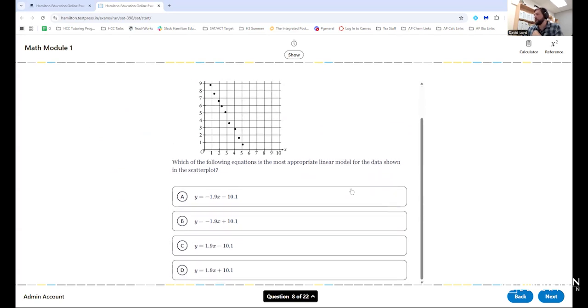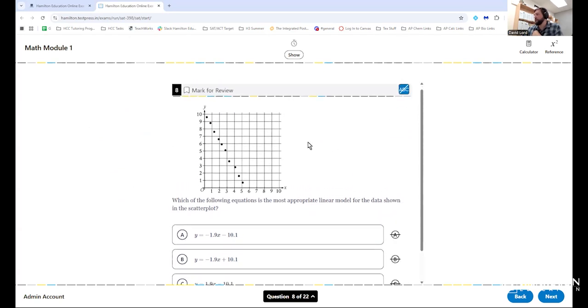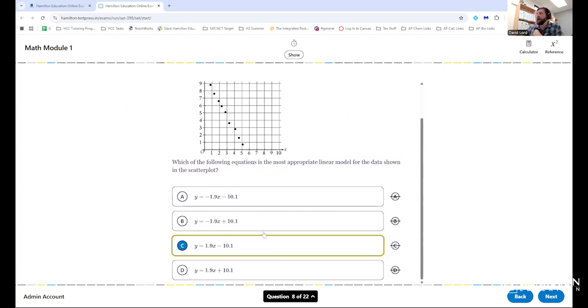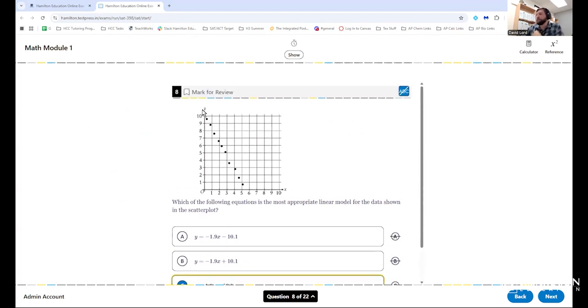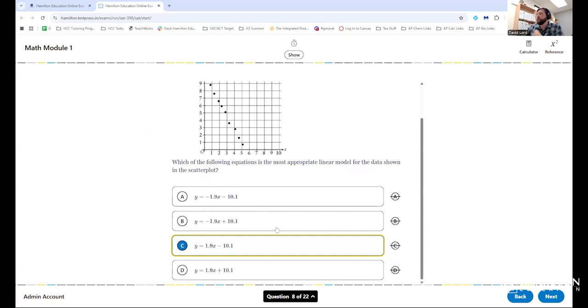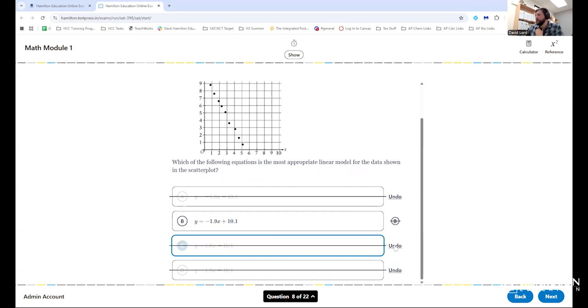And so that eliminates A and C. I also could calculate the slope. I notice the slope is going downward, so the slope must be negative. So we can eliminate all the answers with a positive slope, which leaves us only one correct answer, B.